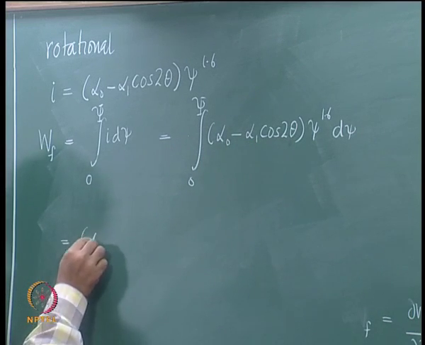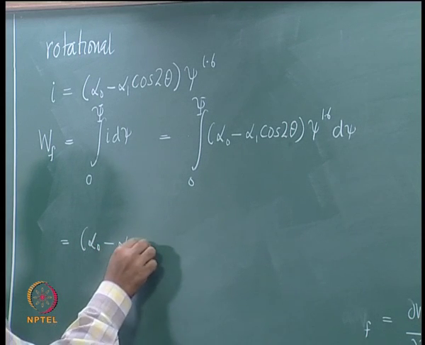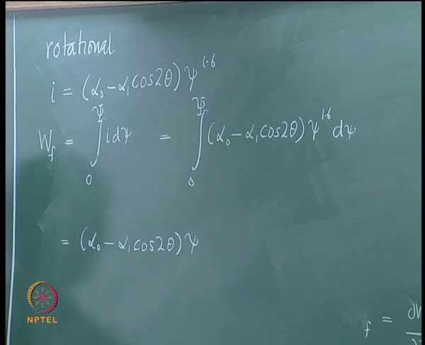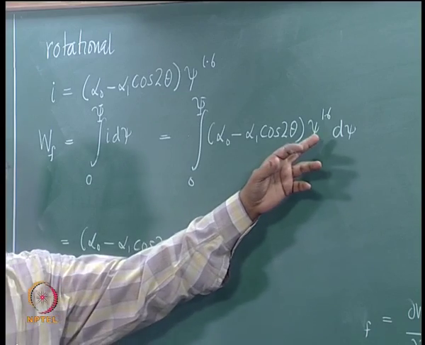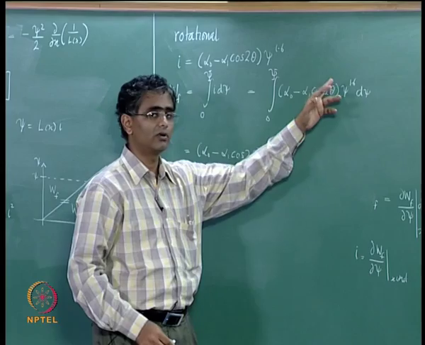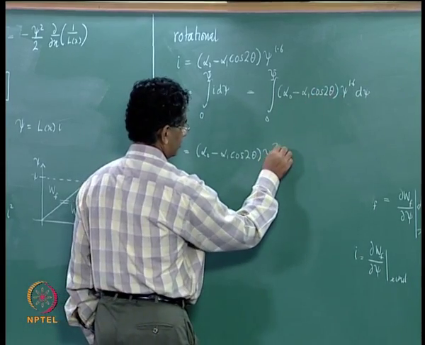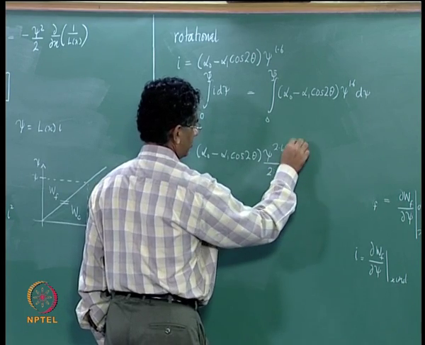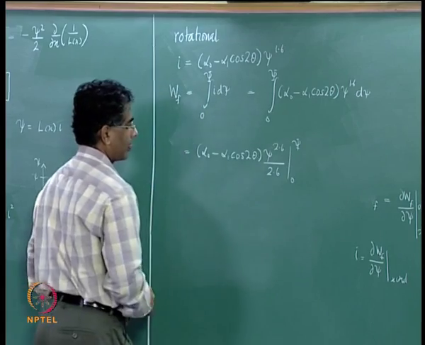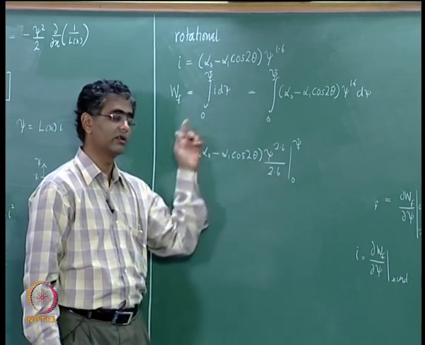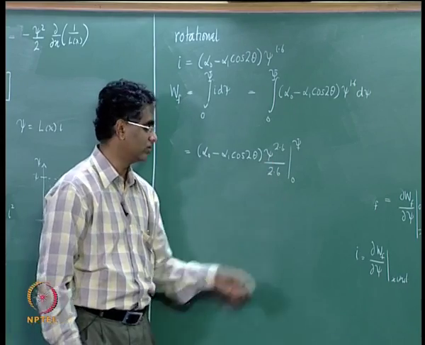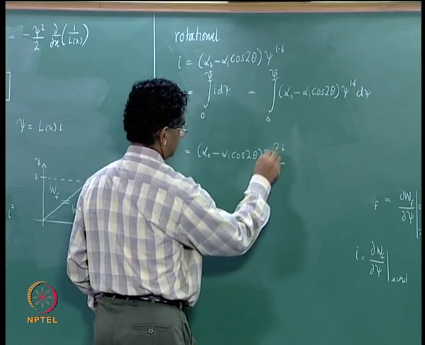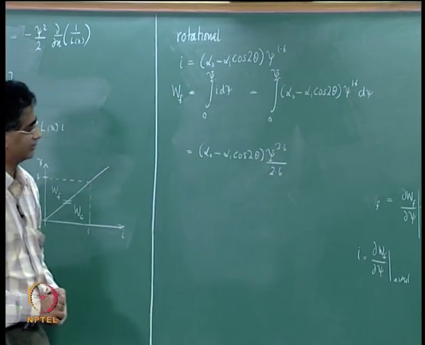So this then becomes alpha naught minus alpha 1 cos 2 theta multiplied by the integral of psi to the power of 1.6 d psi, which is psi to the power of 1.6 plus 1, that is 2.6, divided by 2.6, going from 0 to capital psi. And obviously at the lower limit this function reduces to 0 because you are multiplying by 0, and therefore one can write down this expression as psi to the power of 2.6 by 2.6.